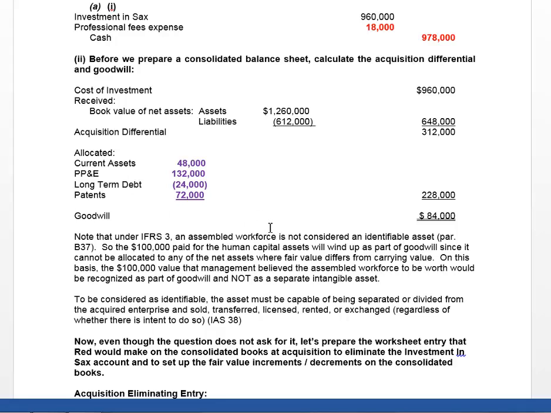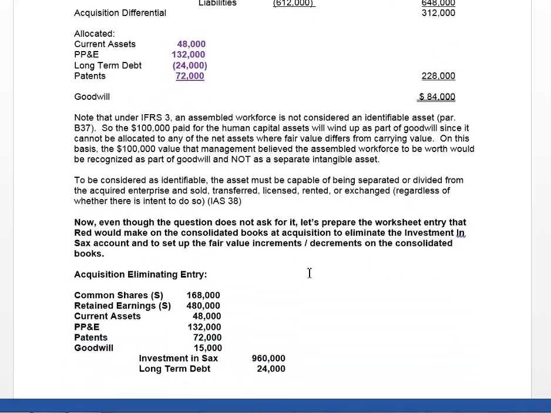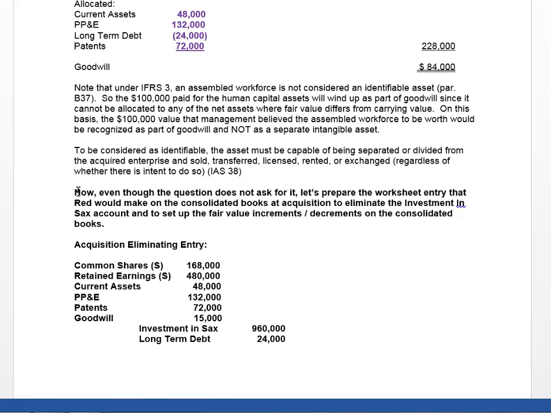So now, you would say, well, hey, now we're in the position to do the consolidated balance sheet. Well, you are. You really are. But what I wanted to review with you was, even though you're ready to do it, and this question doesn't ask you to do what I'm going to do with you now, I want to see if you can make the acquisition eliminating entry on the third set of books, that being the consolidated books.